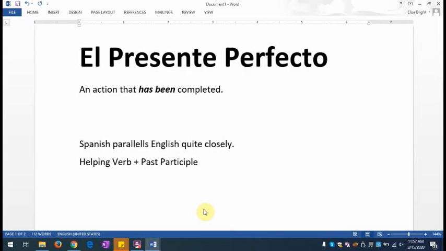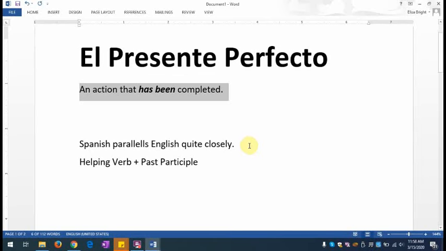Hoy vamos a hablar del presente perfecto. So today we're going to talk about the present perfect tense. This is your second tense ever in the Spanish language. We've been working in just the present tense until now. So the present perfect is used in Spanish and in English to refer to an action that has been completed, something that has happened. A lot of times these actions are ongoing into the present. Like I have lived in Idaho for 10 years. This action is still ongoing.